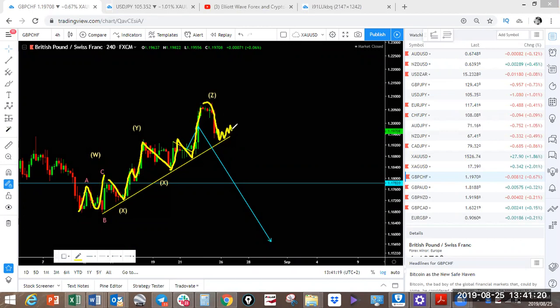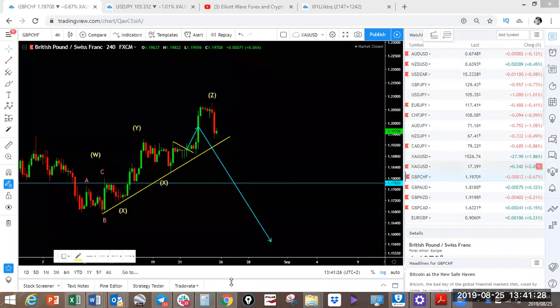Okay, now we're getting this corrective structure. This is what you're looking for. You want this confirmation for this to drop. So that's the pound pairs, and that's how we're going to be looking at them.